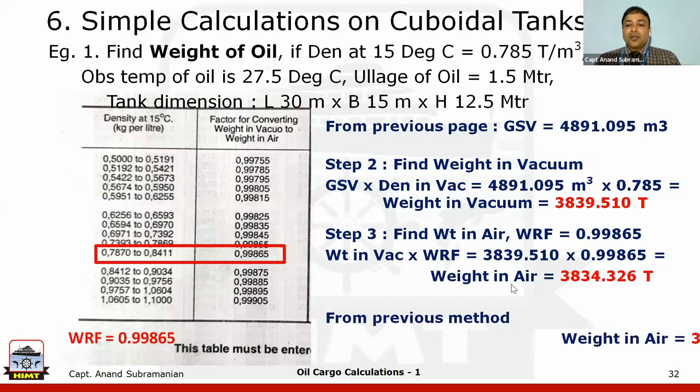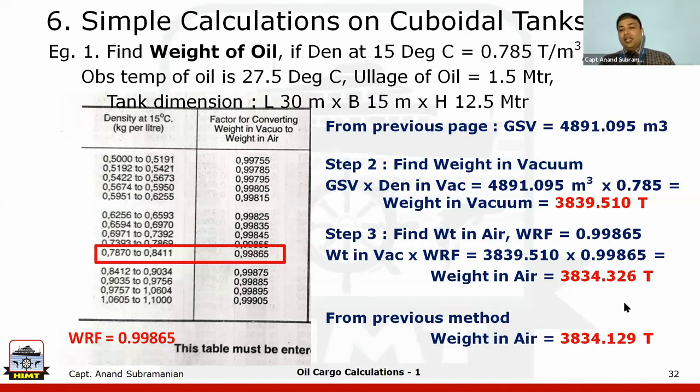Now what we got from the previous method was 3834.129. You see, the answer is very, very close. And this much approximation is acceptable for our examination. Is it clear? So even if you use Table 56 or you do it without using Table 56, the answers are acceptable in both cases.